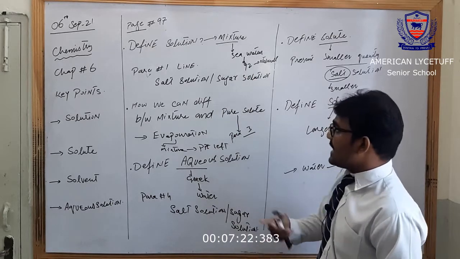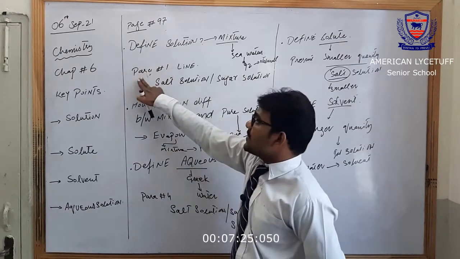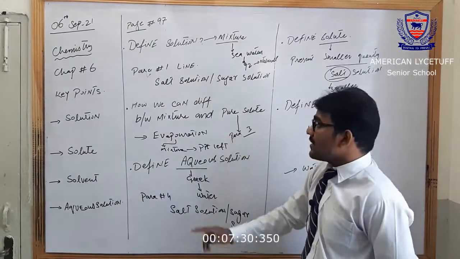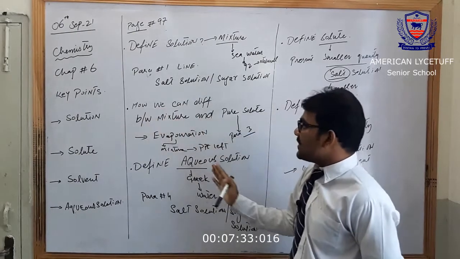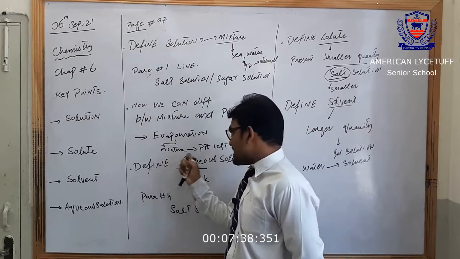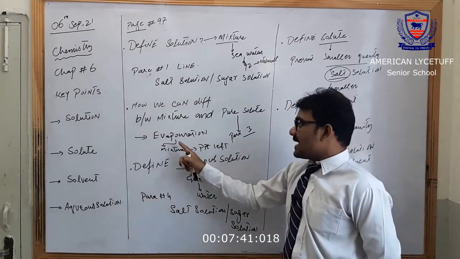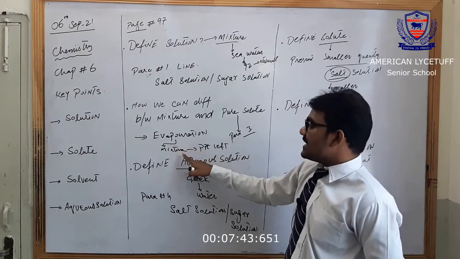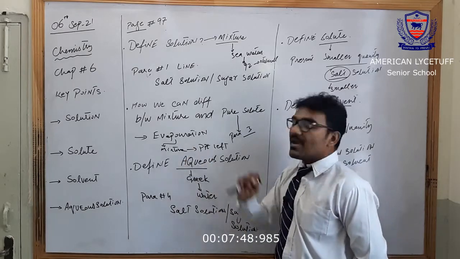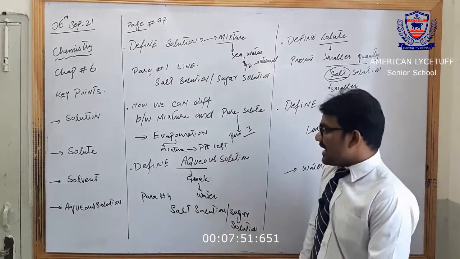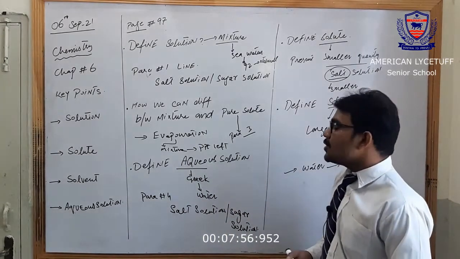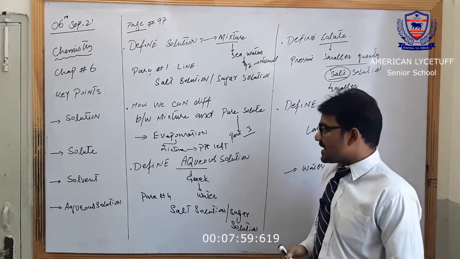and we will define every definition one by one. Again I am going to repeat, define solution: the answer to this question is in paragraph number 1, page number 97. Second question is how we can differentiate between a mixture and a pure solute. The answer is again related to page number 97, paragraph number 3, which says that through evaporation we can differentiate between a mixture and a pure solute, because through evaporation a mixture leaves behind some kind of residue or precipitate, but in the case of a pure solute no residue or precipitate is left behind.